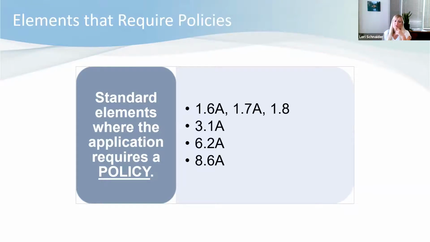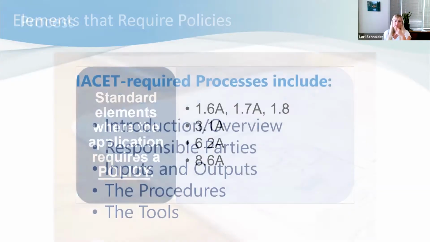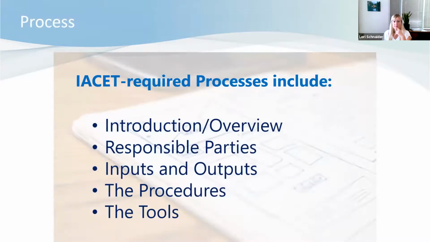IACET requires you to submit documented processes as an essential part of accreditation to the ANSI IACET standard for continuing education and training. Accreditation to the standard confirms that your organization can consistently design, develop, and deliver high-quality training regardless of changes within your organization.